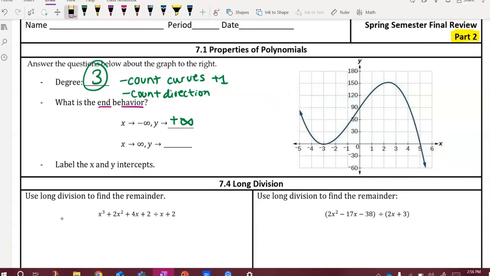All right, let's look at the next one. As x approaches positive infinity, what is our graph doing? Well, the x-axis goes positive to the right. So as x is approaching the higher numbers, where is our graph going? Our graph is going down towards negative infinity.